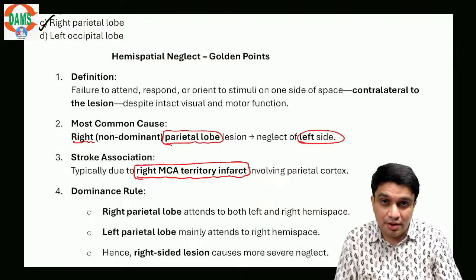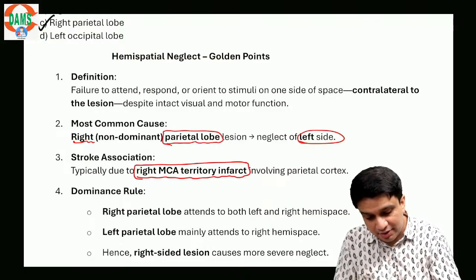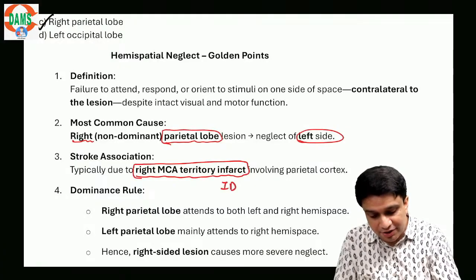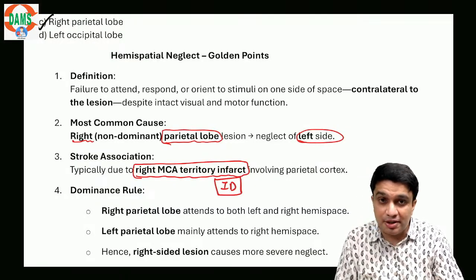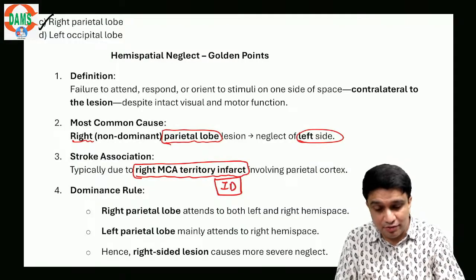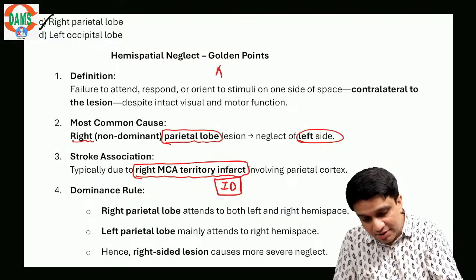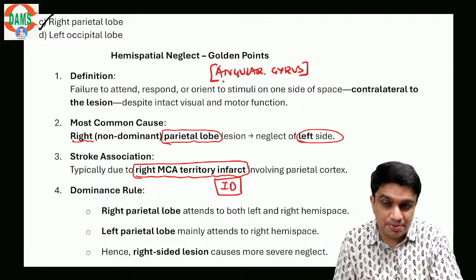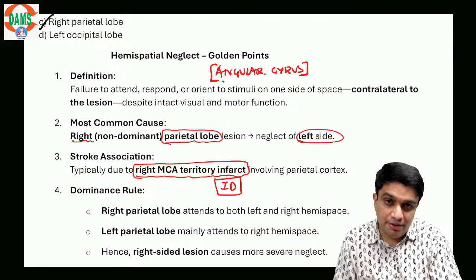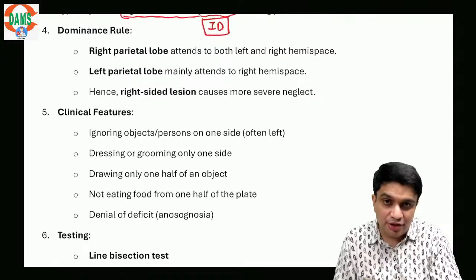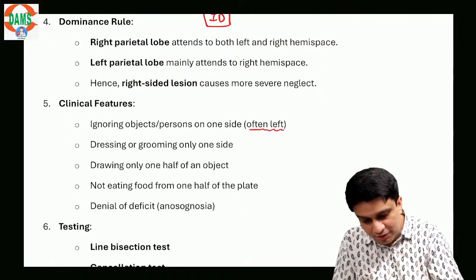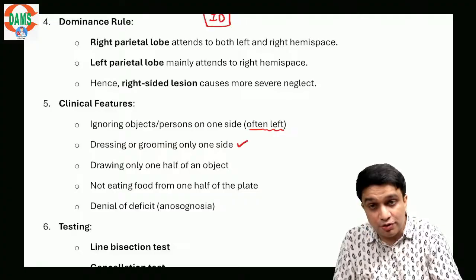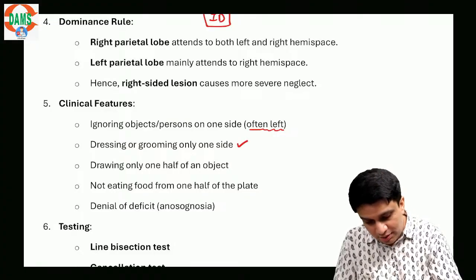Now, which artery? Tell me the artery. It is the inferior division of the middle cerebral artery on the right side, which will involve a structure, the angular gyrus, located in the inferior parietal lobe, which is going to create this symptom of hemispatial neglect. And don't forget, the patient ignores everything, often on the left, dressing and grooming only one side. And the patient denies the deficit, anosognosia.